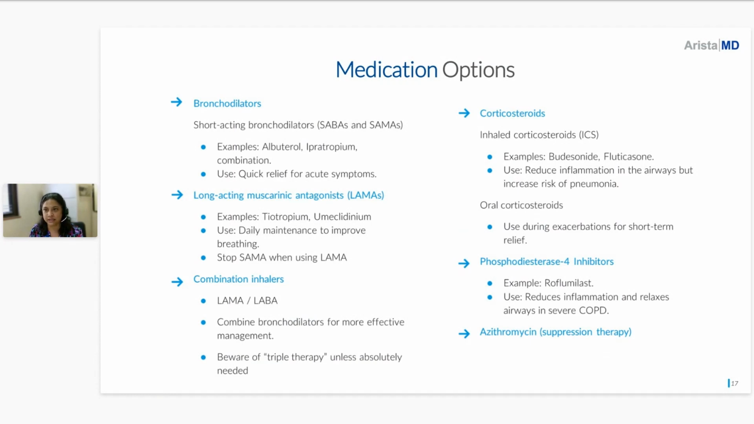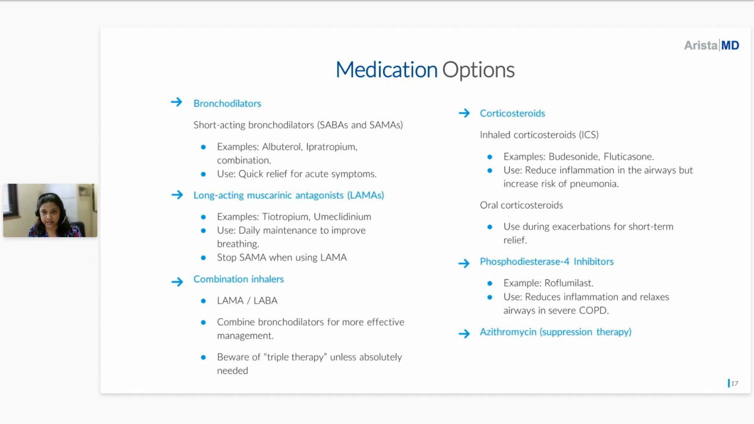So long-acting muscarinic antagonists like tiotropium or umeclidinium can be used for maintenance therapy. When we prescribe a LAMA, you want to stop the short-acting muscarinic antagonist because you don't want to overdose a patient with muscarinic antagonist effect. So when you prescribe a long-acting muscarinic antagonist, you would stop their ipratropium or their DuoNebs, Combivent, whatever it is that contains ipratropium.